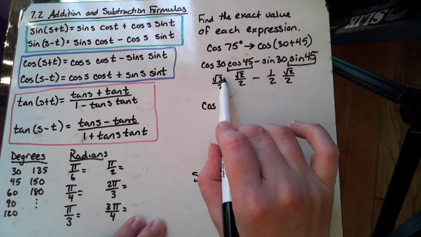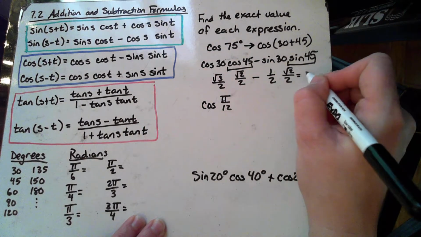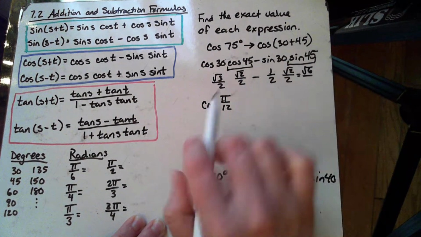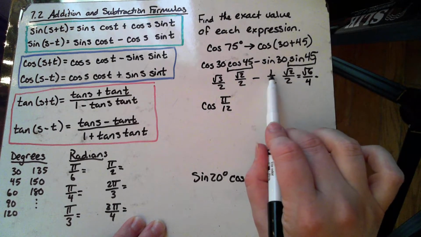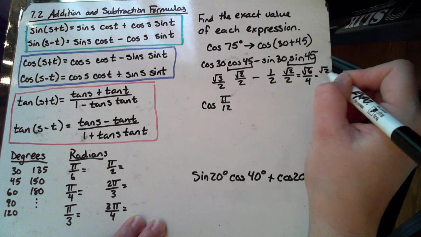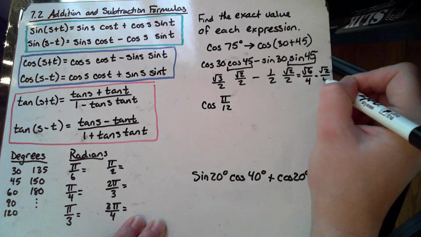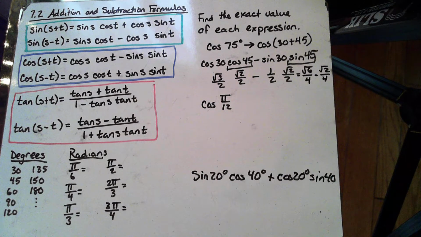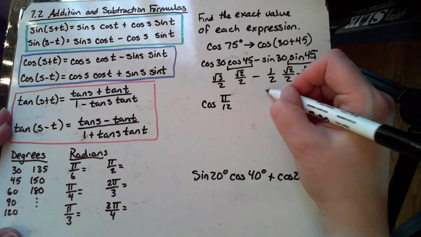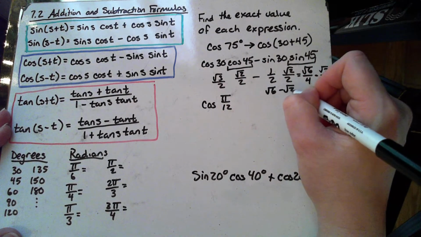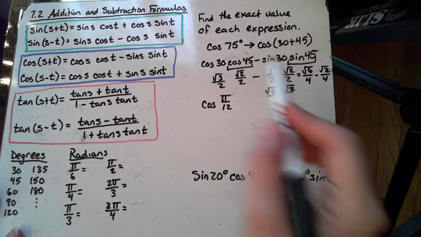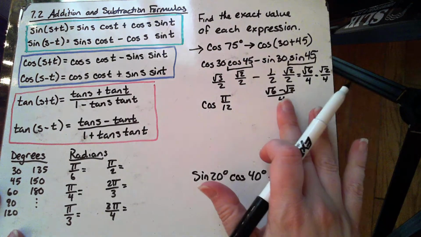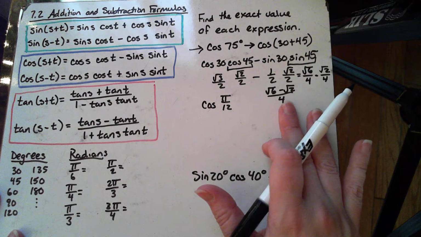When I multiply this, square root 3 times square root 2, I get square root of 6, and 2 times 2 is 4. And it's minus 1 times square root 2 over 2 times 2, which is 4. Now, simplifying this, I can just combine this into one big fraction to get the square root of 6 minus the square root of 2, all over 4. And that's my answer for that first question. The cosine of 75 degrees is actually this.